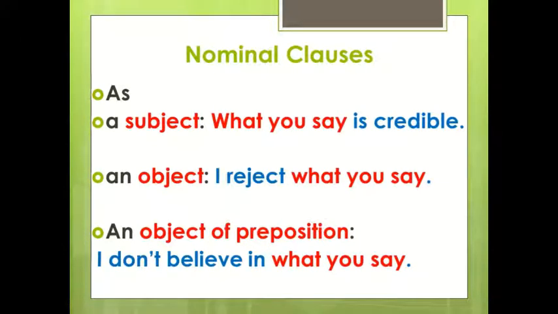As a subject, what you say is credible. What you say, I can put instead of it a pronoun, it. It is credible. Or your speech is credible. The same meaning, the clause, the dependent clause, what you say is credible. So the whole sentence here, what you say is credible, is a main clause. And this part, what you say, is the dependent clause.